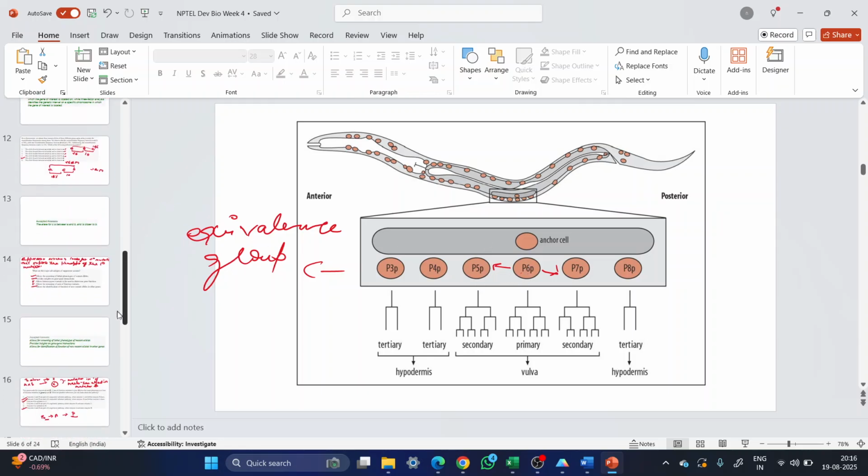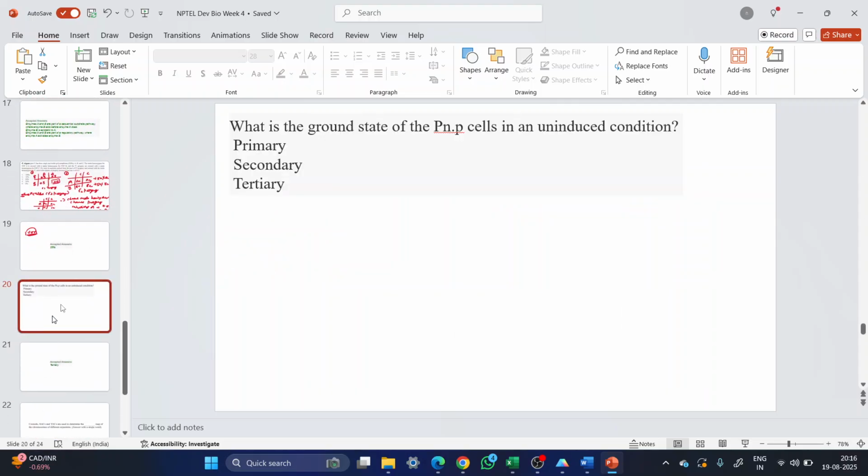Now the question here says, what is the ground state of PNP cells in an uninduced condition? Uninduced condition means a condition where they do not receive any inductive signals. Uninduced means they are not induced and they are induced by the inductive signals which are coming from the anchor cells. So in the uninduced condition, they will be tertiary because they are not getting induced.